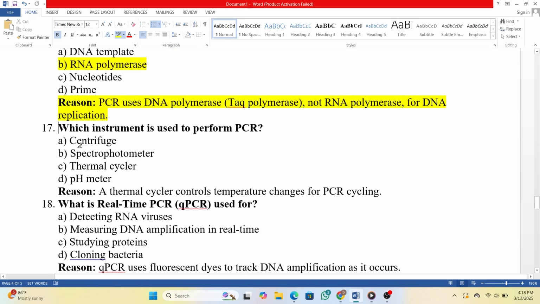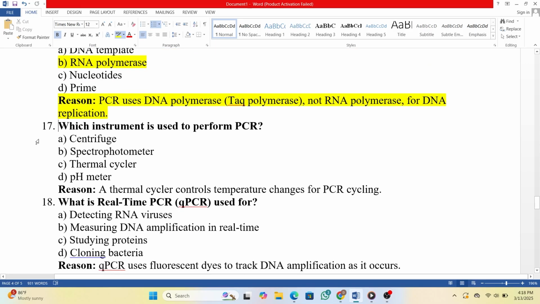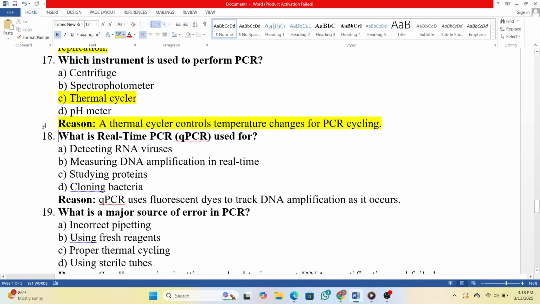17. Which instrument is used to perform PCR? A. Centrifuge. B. Spectrophotometer. C. Thermal cycler. D. pH meter. Answer: C. Thermal cycler. Reason: a thermal cycler controls temperature changes for PCR cycling.